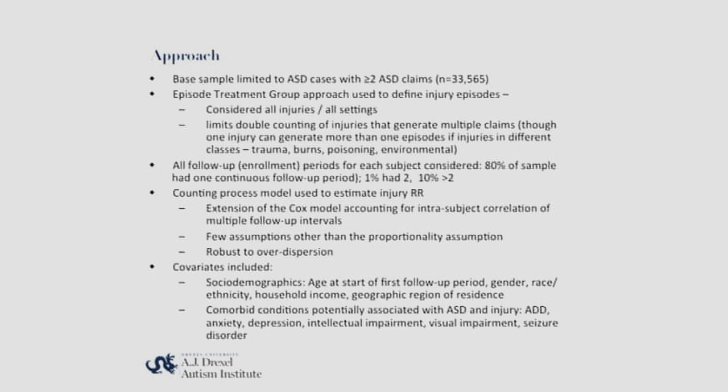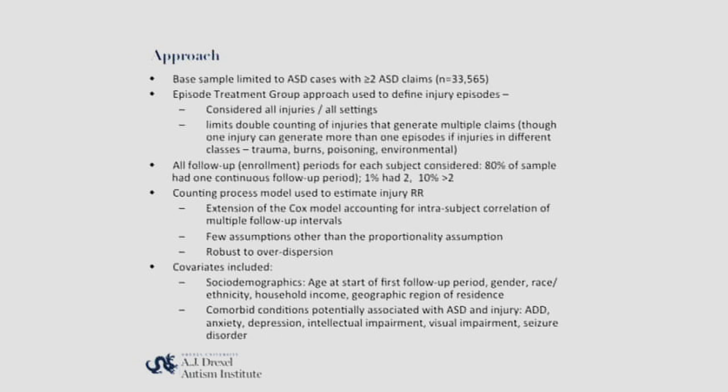Statistically, we used this counting process model, which is quite handy. All of our individuals had that 6 months minimum of continuous enrollment, but some of the kids in the sample could be enrolled for two different intervals. So we were able to capture information from all their enrolled intervals, because they can obviously experience injury events in either of those enrolled intervals. The counting process model is relatively assumption-free, and it has some other statistical niceties, and it will estimate relative risks just like a regular Cox model does.